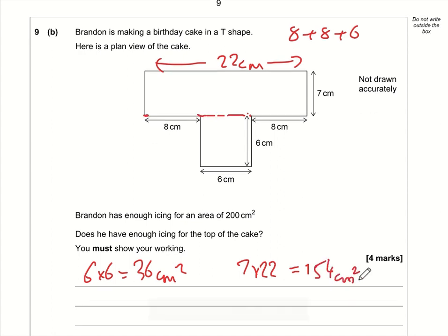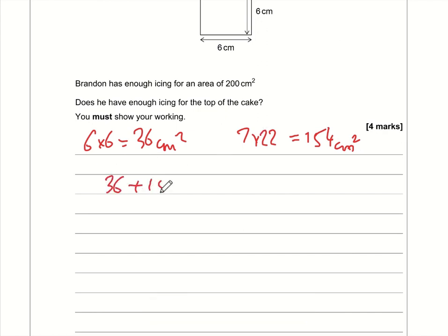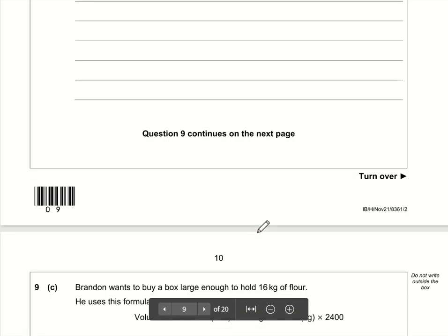So therefore the overall area of the cake is simply 36 plus 154, and that comes to a total of 190 square centimetres. Brandon has enough icing for an area of 200. Does he have enough icing for the top of the cake? Well, the answer is yes, because 190 square centimetres is less than 200 square centimetres, or 200 is greater than 190. Or you could just say, yeah, he's got 10 square centimetres more than he needs, something along those lines.